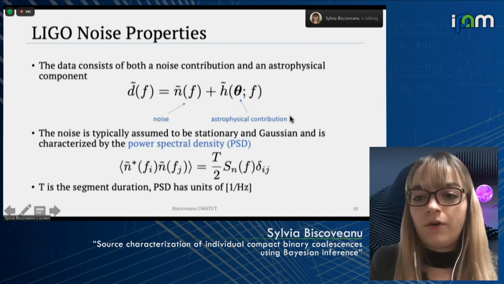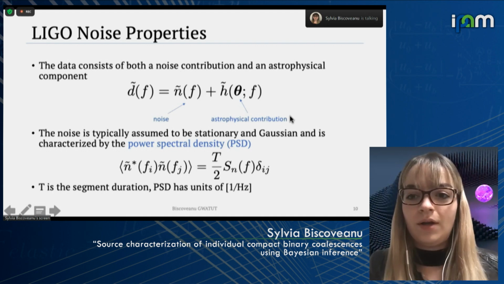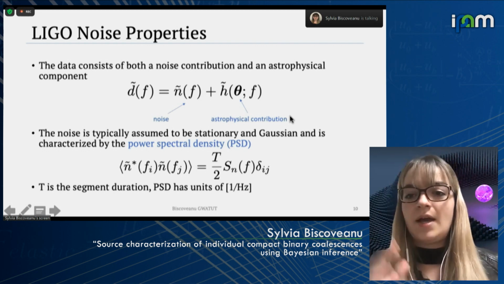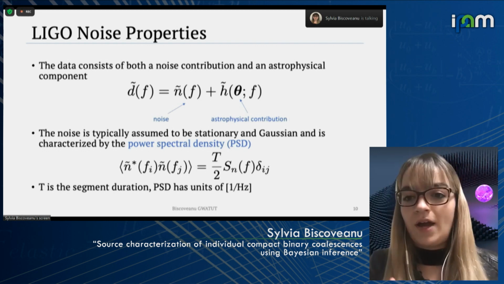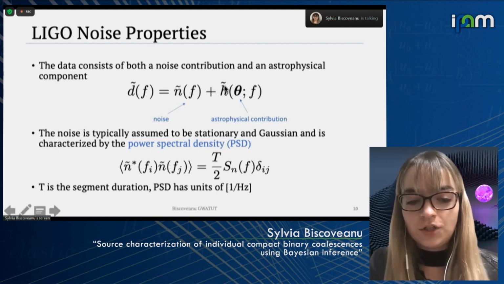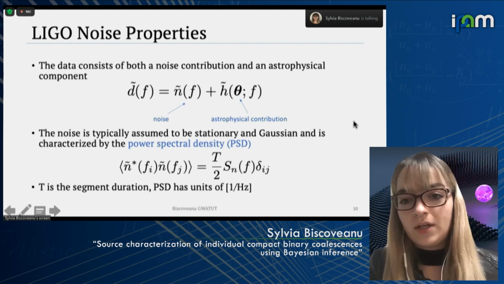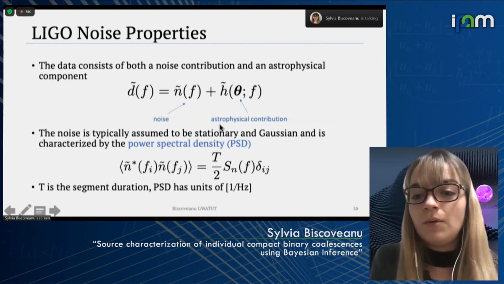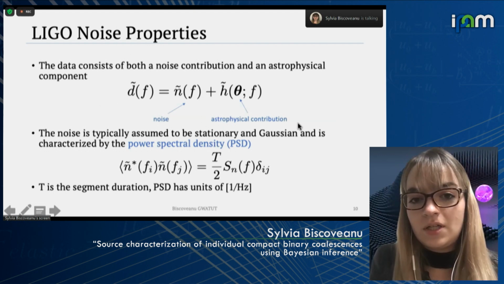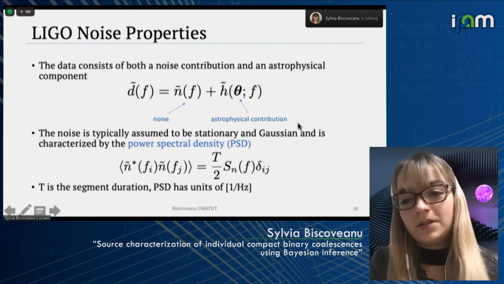I know that you've had lectures all about the LIGO instrument, how it's calibrated, and some of the instrumental artifacts that can cause features in the noise that are not consistent with the statistical expectation. So we'll just review what the statistical properties of the noise are under the assumption that it's well behaved.